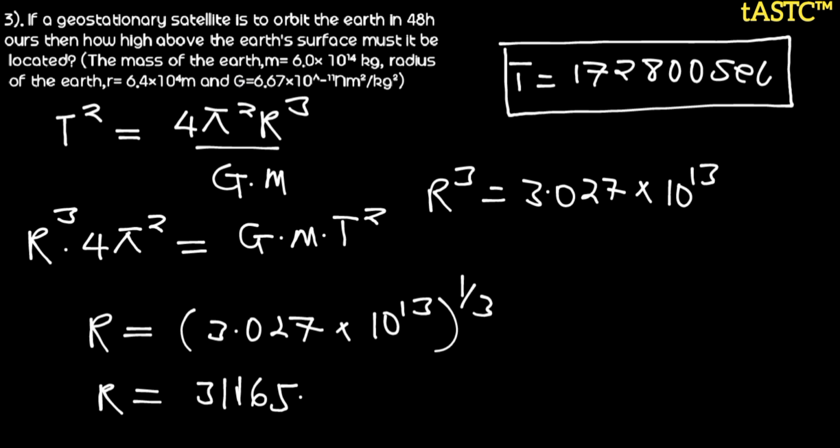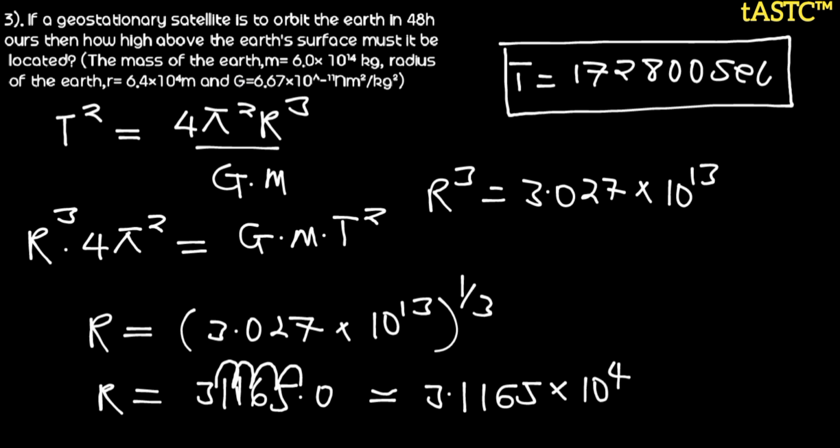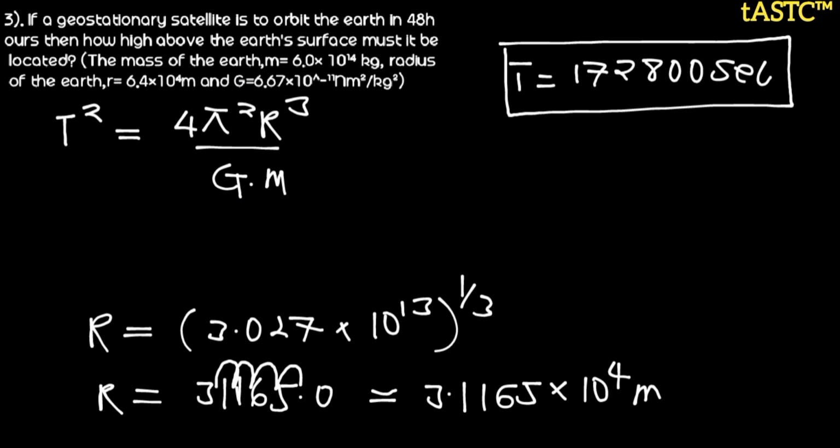But I need to take this and express it in standard form. That would give us 1, 2, 3, and the 4. So we have it as 3.1165 multiplied by 10 to the 4th meters. So that will be the distance from the middle or the center of the Earth.